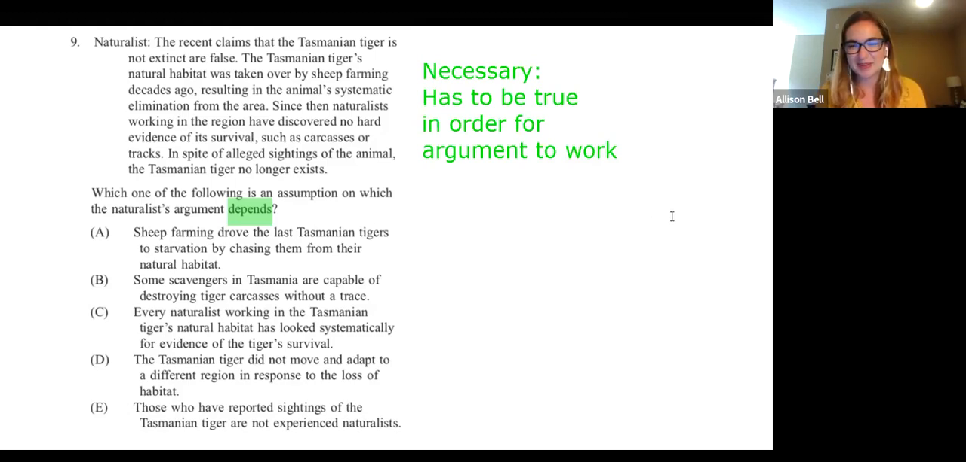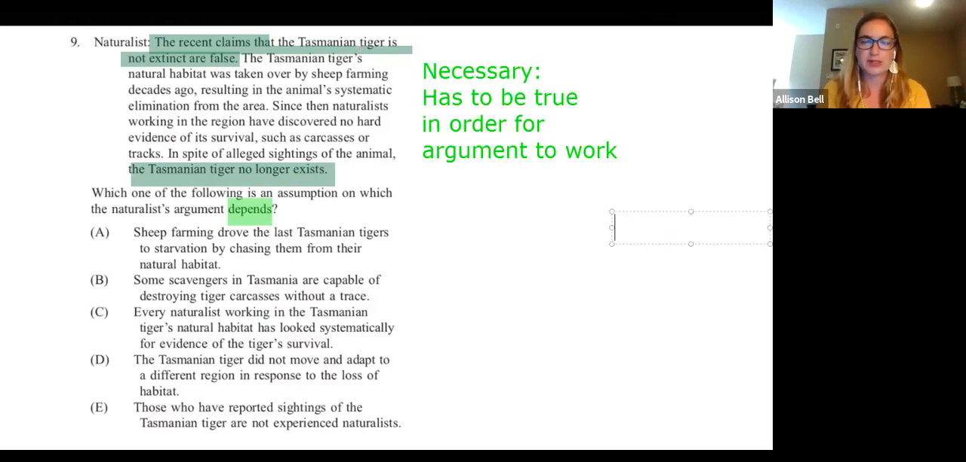Yeah, kind of a bummer, right? It's saying that the Tasmanian tiger is extinct. And this is kind of a rare LSAT argument where they start with the conclusion. They say these claims that it is not extinct are false. And then they also circle back and restate the same thing. The Tasmanian tiger no longer exists. So they make it really clear, however you want to word it, the Tasmanian tiger is completely extinct.